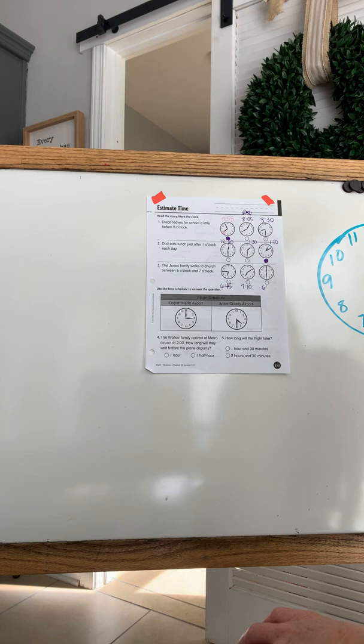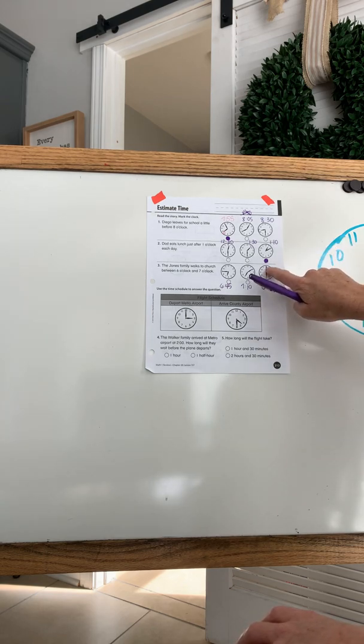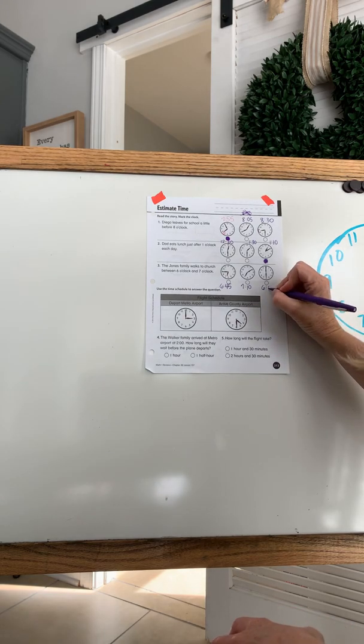We're not going to write 6:12. That's not the time. 6:12 would be over here somewhere. If it's on the 12, we're going to write o'clock.